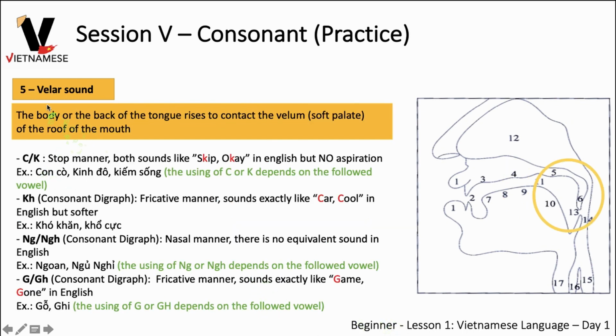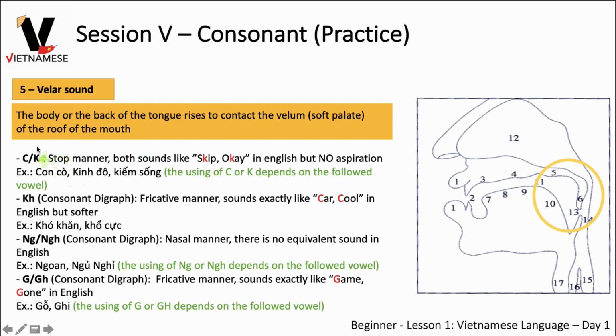And the next one is velar sounds. Velar sound is produced when the body or the back of the tongue, which is this part, touches the velum here, the soft palate. This part of the tongue will touch this part.